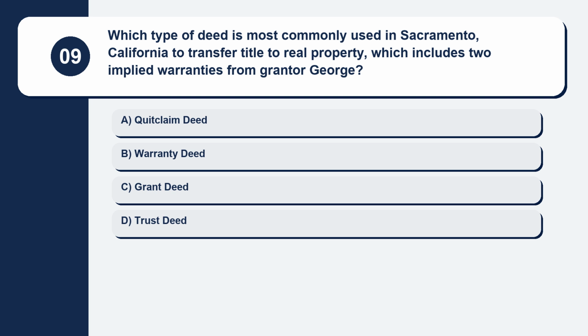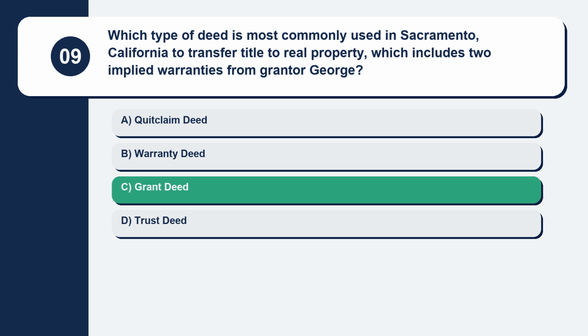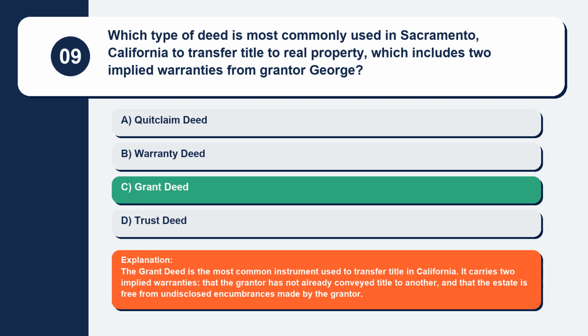Here are your options. Option A, quitclaim deed. Option B, warranty deed. Option C, grant deed. Option D, trust deed. The correct answer is option C, grant deed. Explanation: the grant deed is the most common instrument used to transfer title in California. It carries 2 implied warranties that the grantor has not already conveyed title to another, and that the estate is free from undisclosed encumbrances made by the grantor.